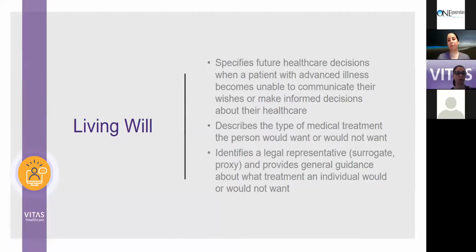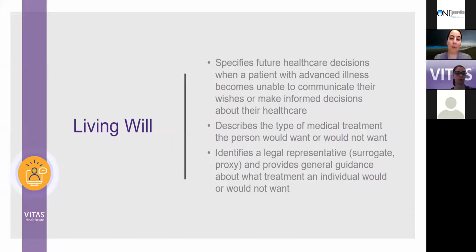So a living will reviews future healthcare decisions when a patient with advanced illness becomes unable to communicate their wishes or make informed decisions about their healthcare. It goes over the types of medical treatments the person would want or would not want, and it identifies a legal representative, a surrogate, a proxy, and provides general guidance about what treatment an individual would want or not want.